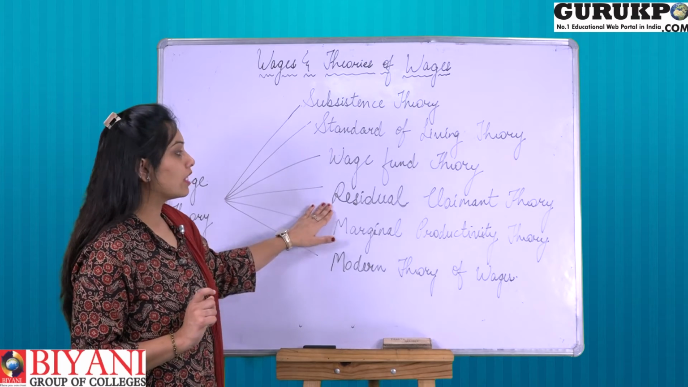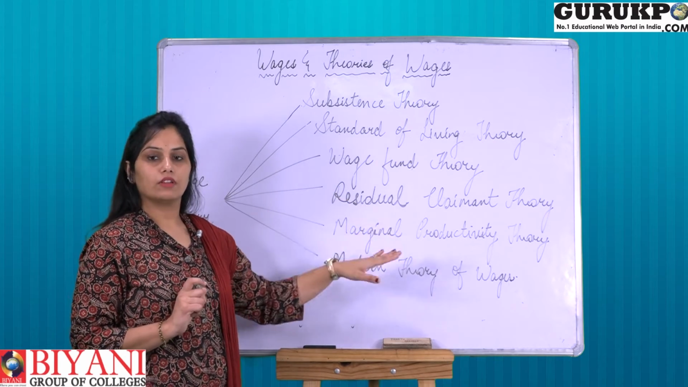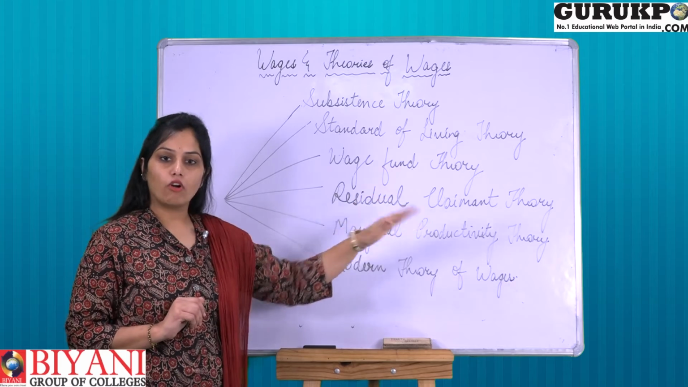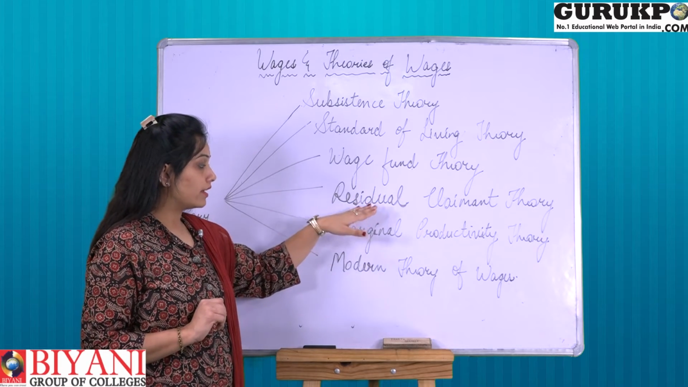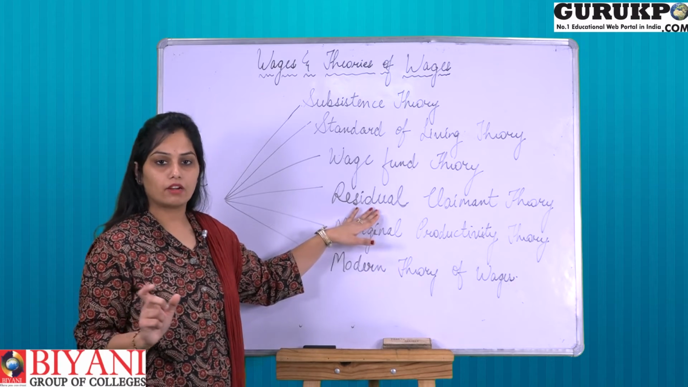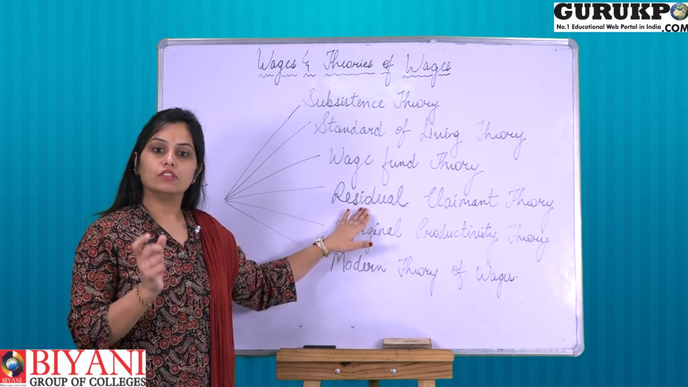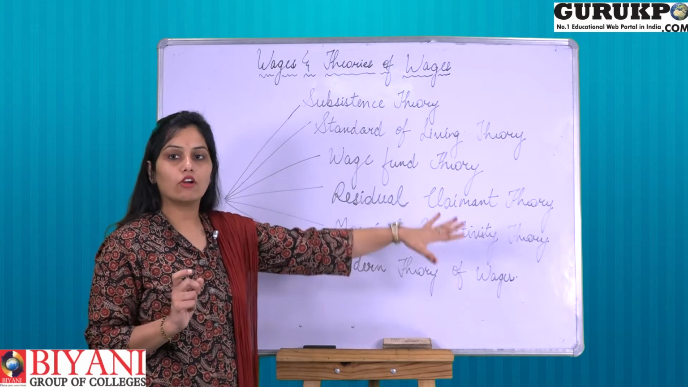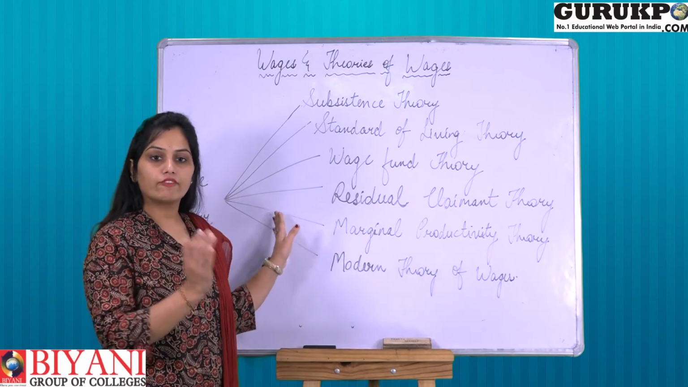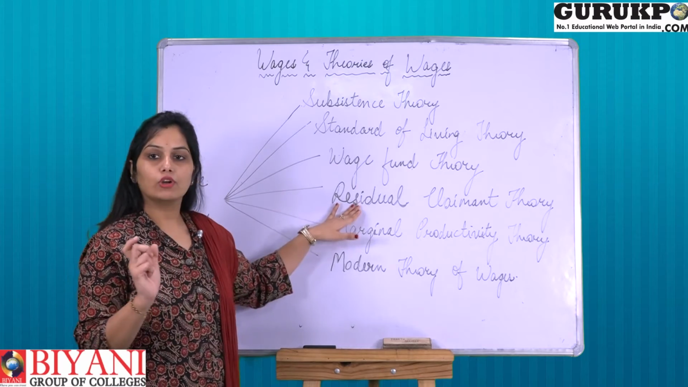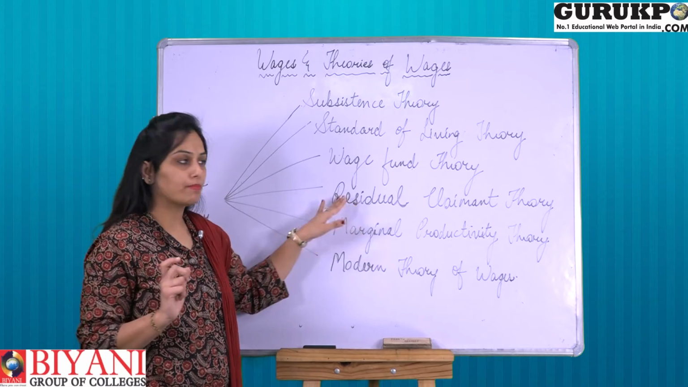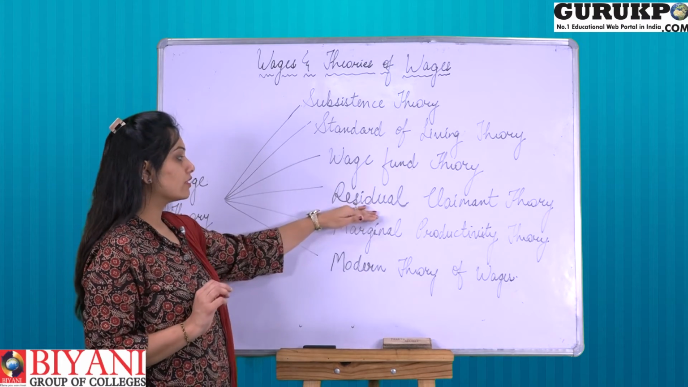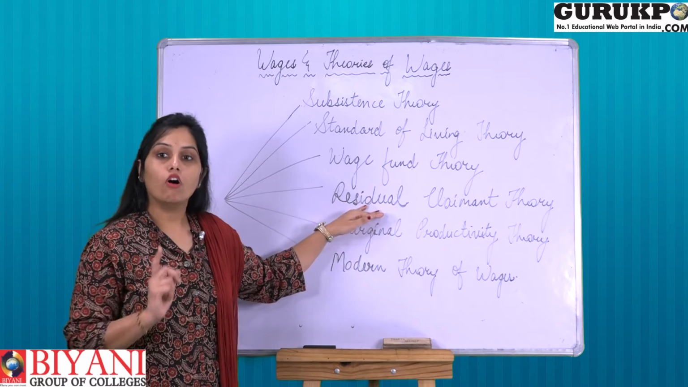The fourth is the residual claimant theory. What do you mean by residual claimant theory? As I have already told you, there are four factors of production, namely land, labor, capital, and entrepreneur. Residual is the remaining part which is left after giving the payment to the land, that is rent, to the capital, that is interest, and to the entrepreneur, that is profit. The amount left after paying all these is equal to wages, and that is again divided by the number of employees. But that is not practically possible, because the residual claimant is not the employees, but the entrepreneur.